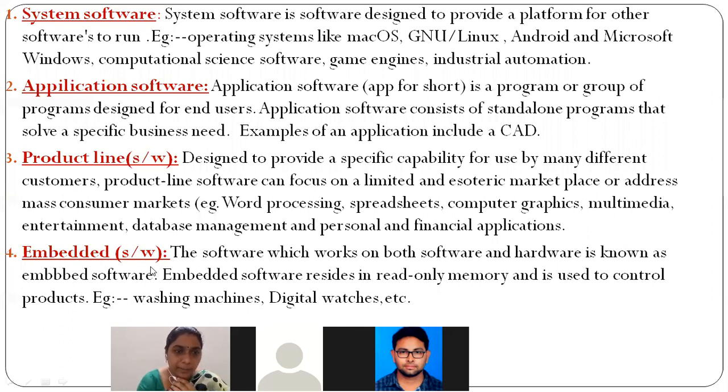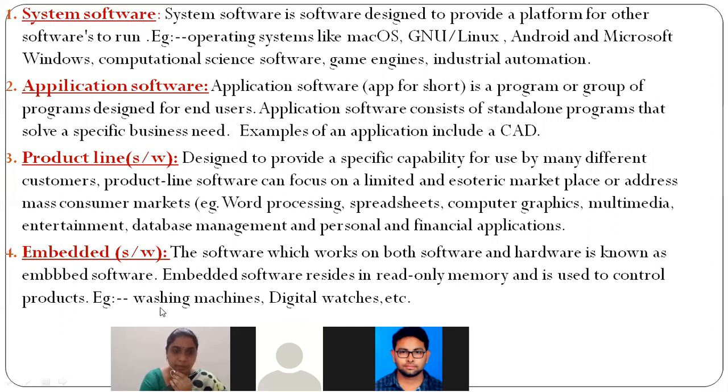And next, coming to the embedded softwares, the software which works on both software and hardware is known as embedded software. You need some set of softwares which work on your hardware. The best example for this will be the day-to-day instruments that we are using in our house. For example, it can be a microwave oven. A microwave oven is a hardware device, but you will be able to set the time and temperature within that oven. That is, you are using some software to interact with that hardware.